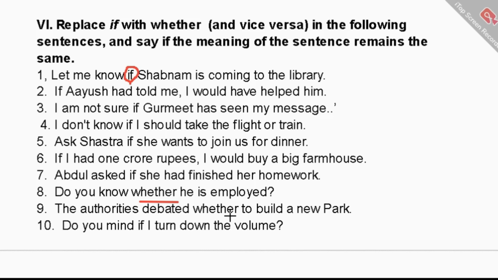Last one. Do you mind if I turn down the volume? So here, do you mind whether I turn down the volume? So if you use whether instead of if, the meaning would be the same, there would be no changes in the meaning. So this is all for today's video, types of conditionals, your textbook exercises.